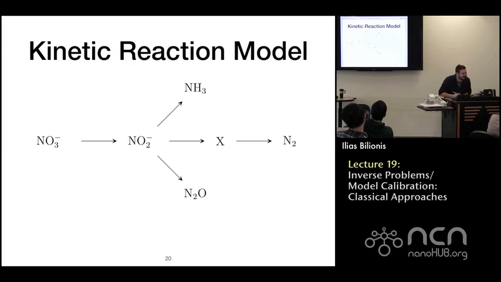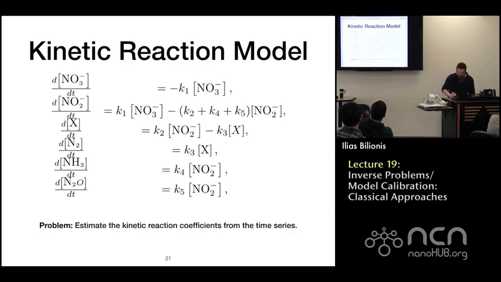And this is a differential equation. So let's write it down as a differential equation. It looks like that. So you have here the rate of change of nitrate. Nitrate converts, I mean, it just decreased with this amount.